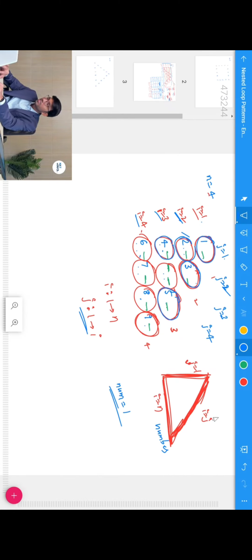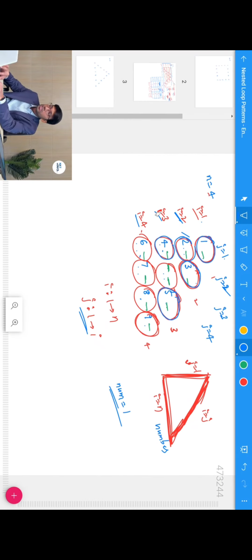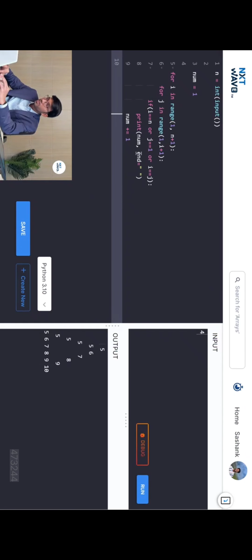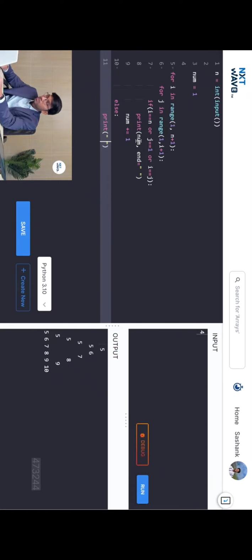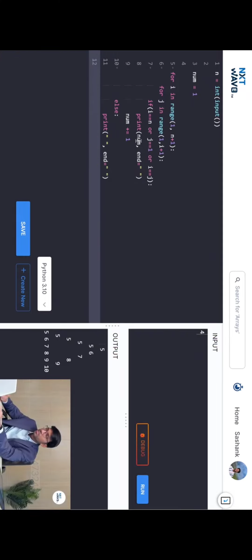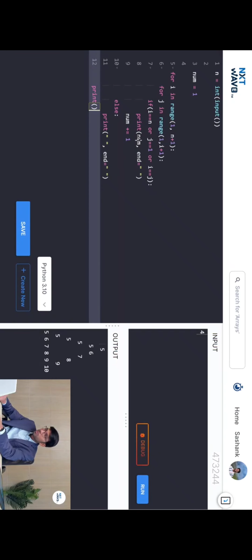Finally, once a complete row is printed, we should move the cursor to a new line. So once this entire for loop is done, after that we move to a new line. One more thing: if you are on the border, we should print the number, else we should print the spaces. Okay, done. Now once this entire part is done, we should move the cursor to a new line. So this should solve the question. Let's try this out and see if this is working.